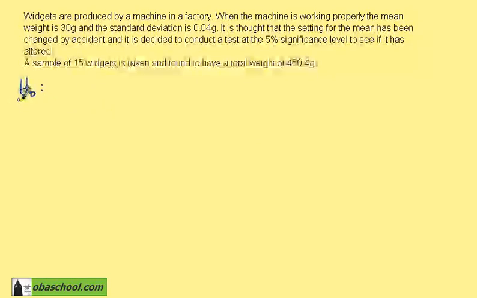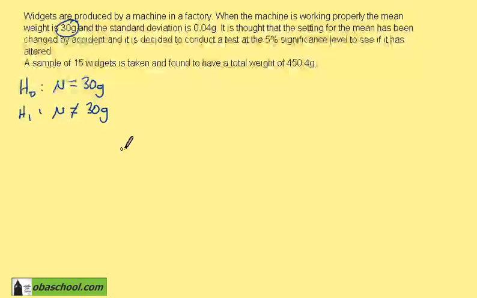The null hypothesis is always the situation of no change. In other words, we're going to say the mean is 30 grams. We're not given any indication that we think it's been changed in a particular direction, either up or down. So the alternative hypothesis here is simply that the mean is not equal to 30 grams, and that gives us what's known as a two-tailed test.